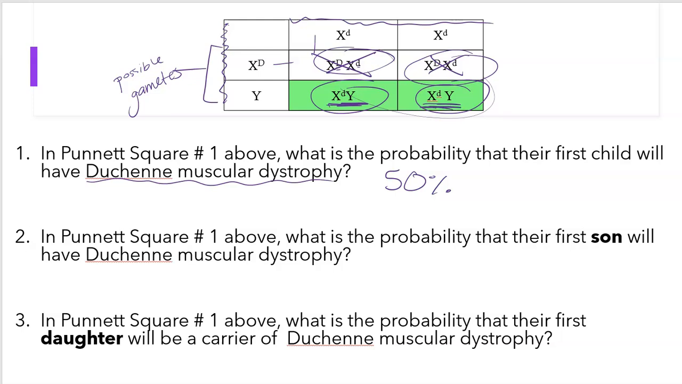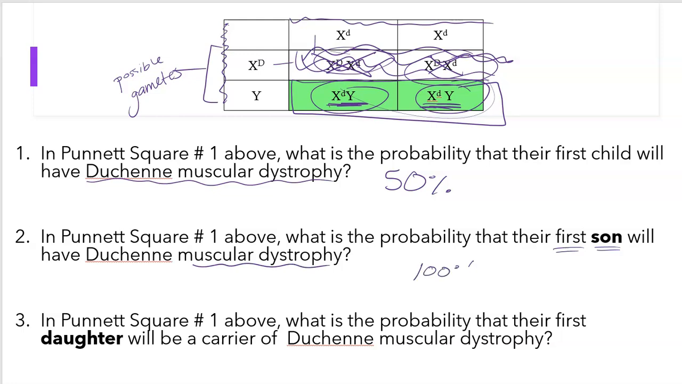In the Punnett square above, what is the probability that their first son will have muscular dystrophy? This is really important because it says first son, so we're going to ignore the girls, because it's just talking about the boys. So XY's, those are the only ones you're looking at. What's the probability that the first son will have muscular dystrophy? There's a 100% chance.